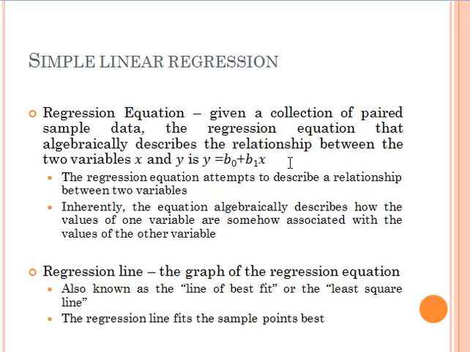The value of one variable will be associated with the value of another variable. Now, this was the regression equation. The regression line is the graph of the regression equation. So if I draw a line from this regression equation, then that line will basically be the regression line, but the only condition is that this line should be the best fit line, and we can say that this line is the least square line.